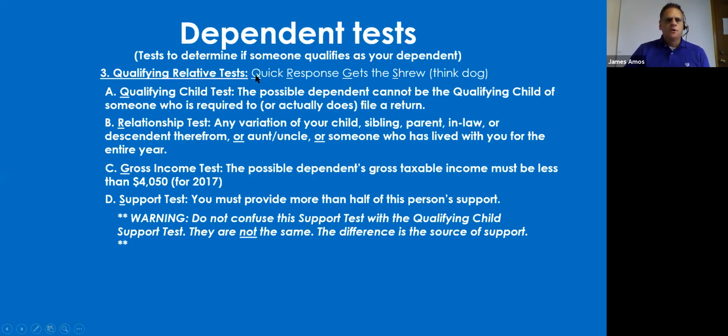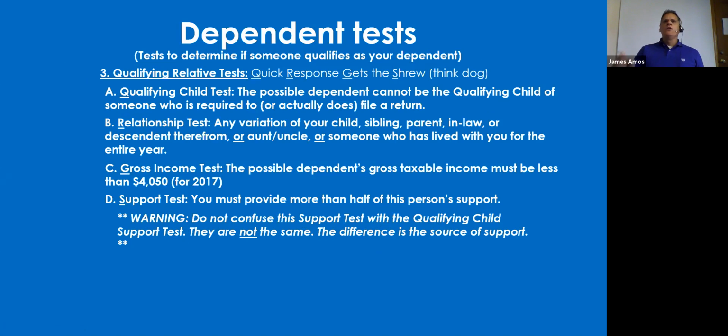Okay, quick response gets the SHREW. Now what do the S and the SHREW stand for? That's the support test. This could get confusing because we had a support test under the qualifying child set of tests, but this means something different. This support test says you must provide more than half of this person's support. So you as the taxpayer must provide more than half of the dependent's support. I'm warning you, do not confuse this support test with the qualifying child support test. They're not the same. The difference is the source of support.